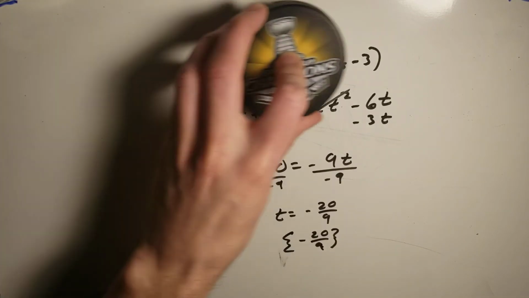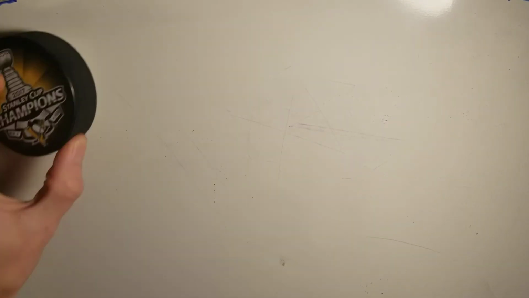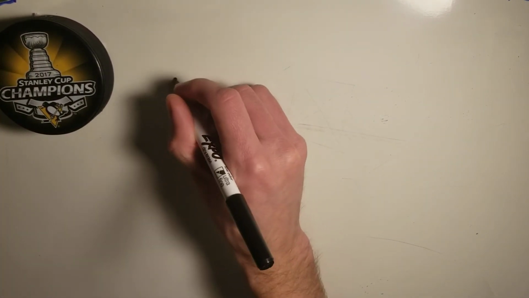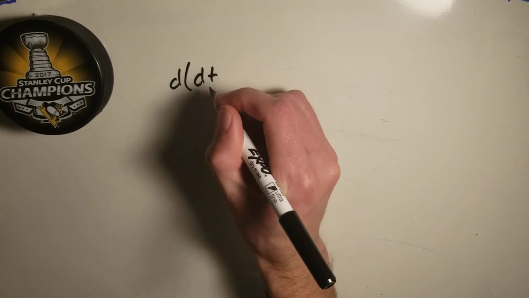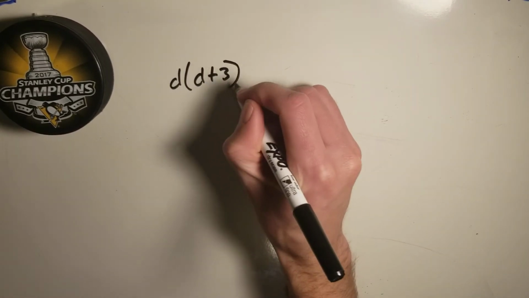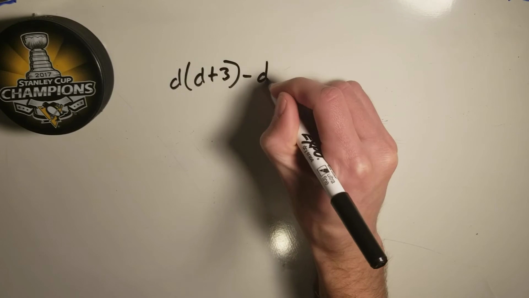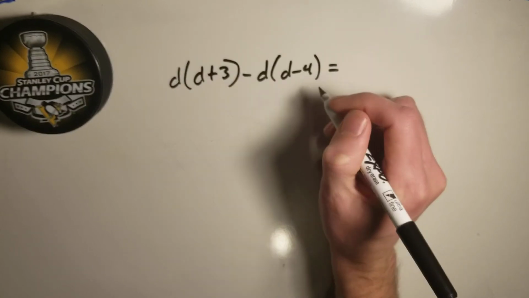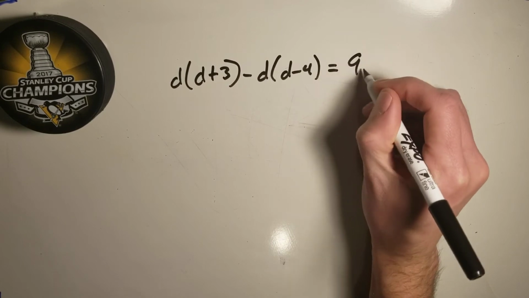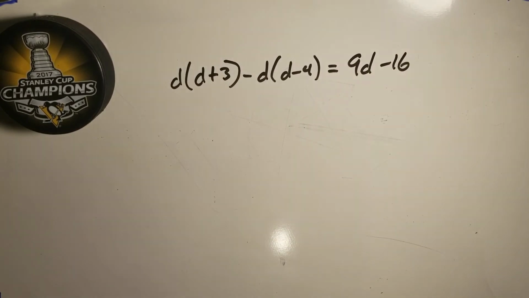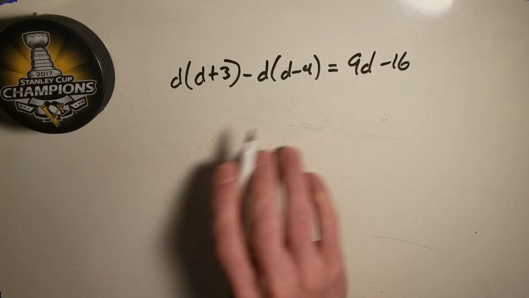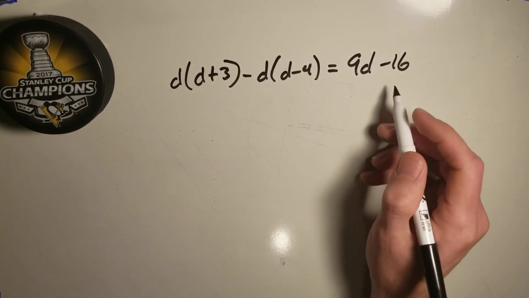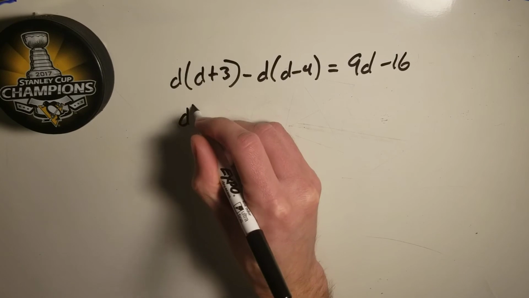On to our second equation. Our second equation, this is the green one. We have d times the quantity d plus 3 minus d times the quantity d minus 4, and that's equal to 9d minus 16. So again, make sure you simplify both sides. You might notice the right side is already simplified, which is nice. But we have to do a little work here on the left.